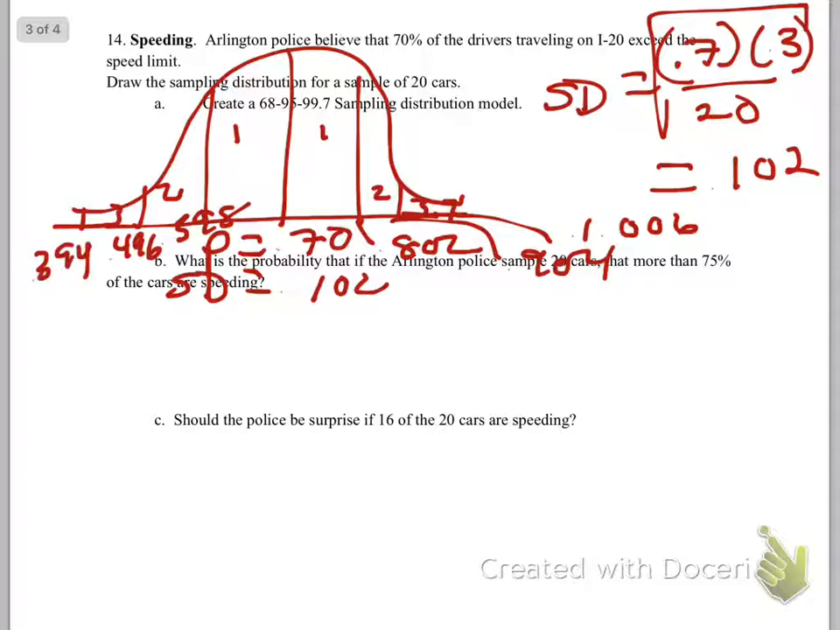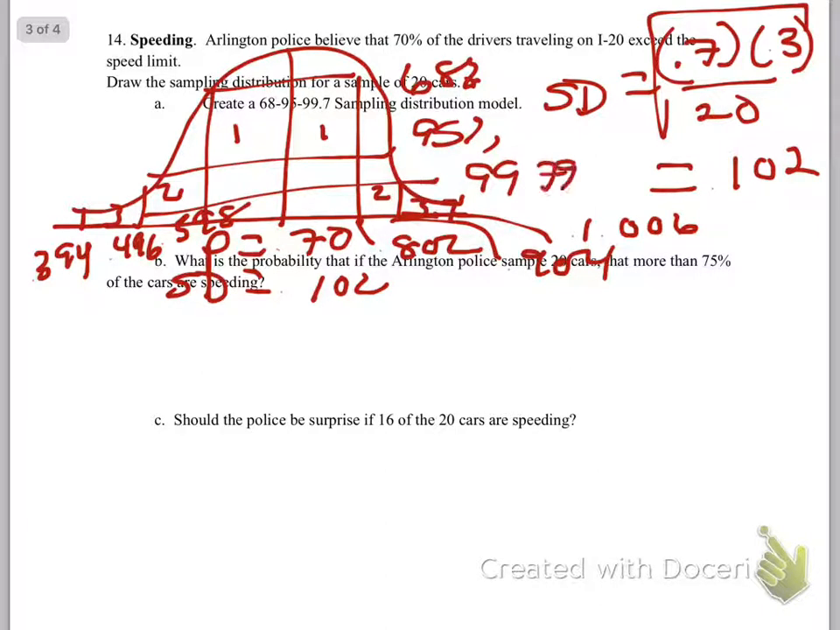Okay, now remember I'm going to do 68%, 95%, 99.7%, and this is the proportion of people who speed. So this is the proportion of speeders. Okay, I'm running out of room here.